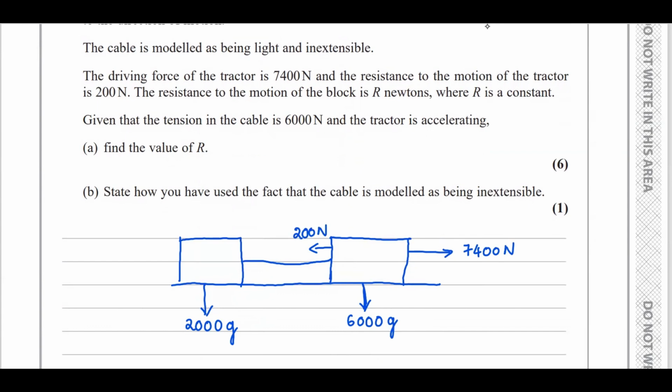The resistance to motion of the block. So this is the block here. The resistance is R Newtons, where R is constant. So resistance will be R Newton. Given that the tension in the cable is 6,000 Newton. So tension 6,000 Newton. Now find the value of R. So the diagram is done. If the diagram is correct, then it will be easy for us to find out the value of R.